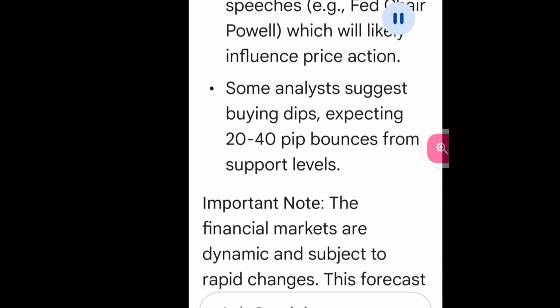Important note: the financial markets are dynamic. Currently, gold XAUUSD is in a bullish trend. So always buy gold from the dip.